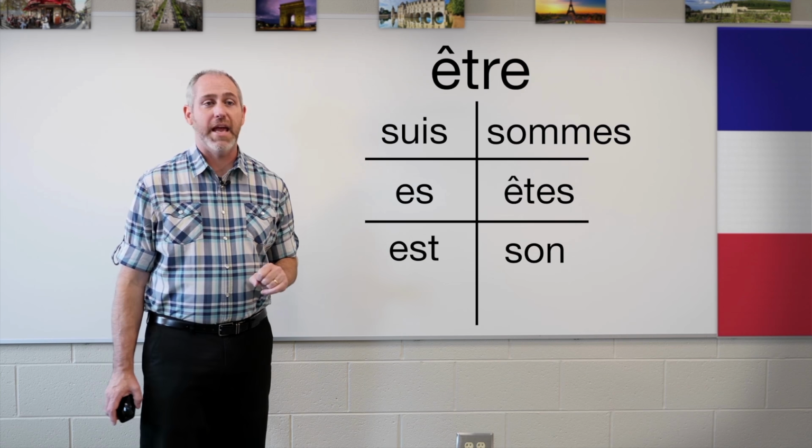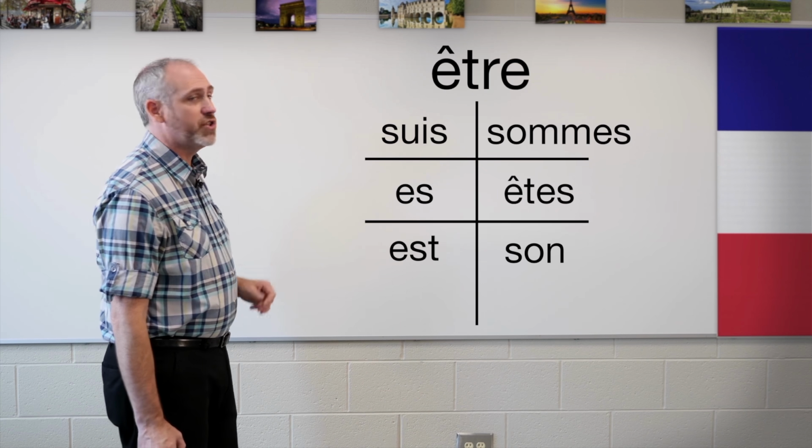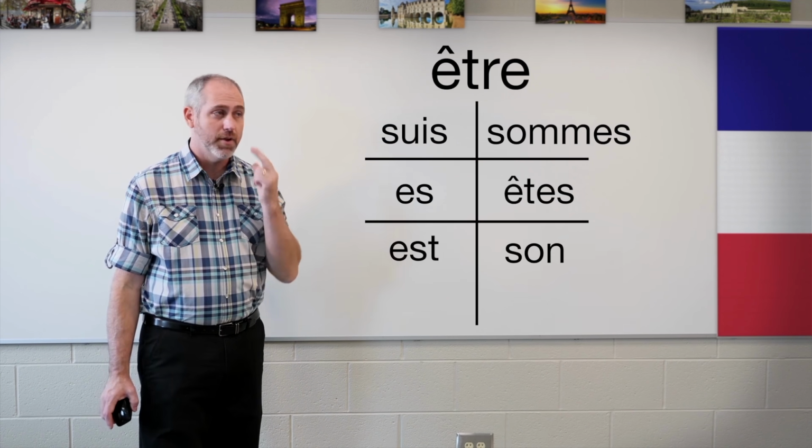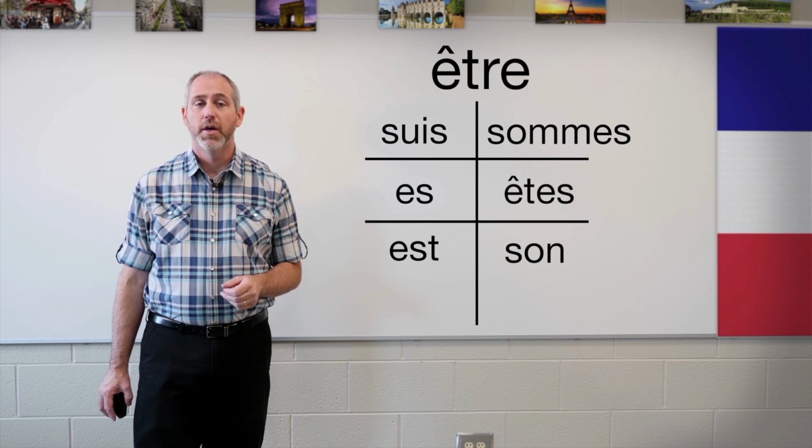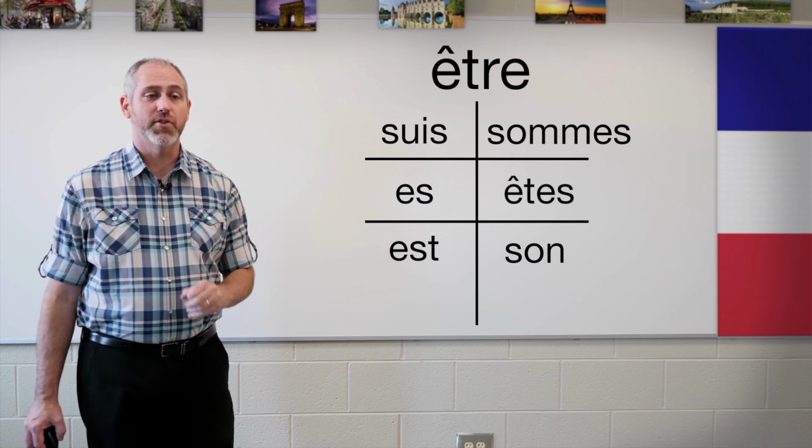They, the two forms of they: the first is ils sont, don't say the N, and elles sont. Ils sont and elles sont.